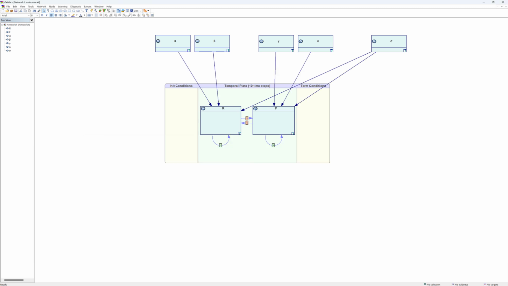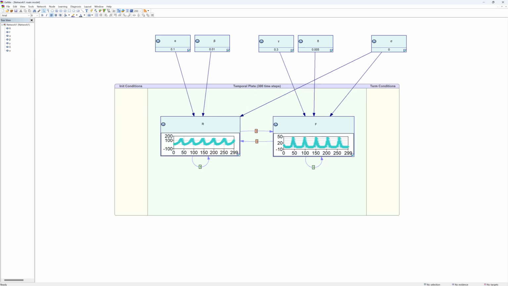After creating a hybrid DBN structure and defining key temporal nodes, we can set alpha and beta parameters for rabbits and gamma and delta for foxes. For simplicity, let us assume first that there is no noise in the system. The graph generated for 10 time steps does not show the relationship between rabbits and foxes well, while increasing the number of time steps to 300 clearly shows the relationship. Plate node bar charts allow us to visualize the expected value and standard deviation over time.